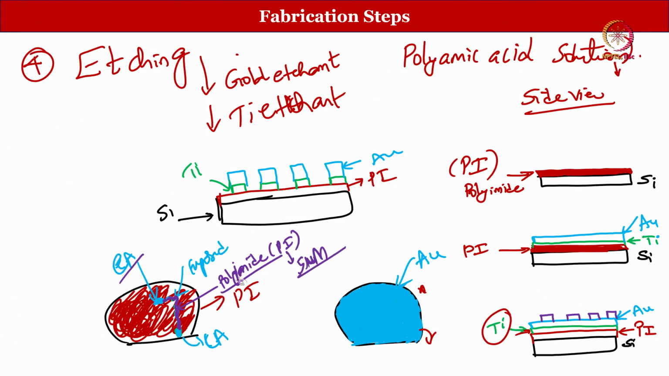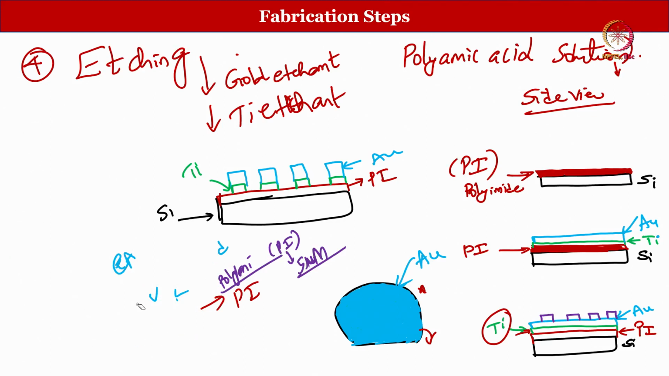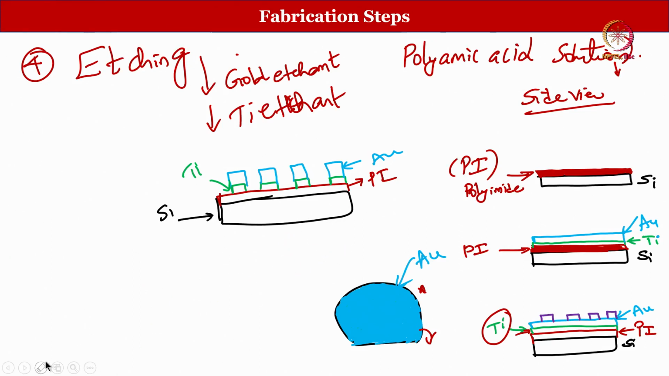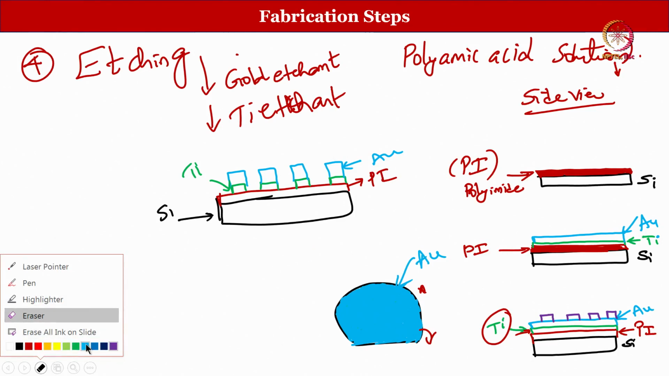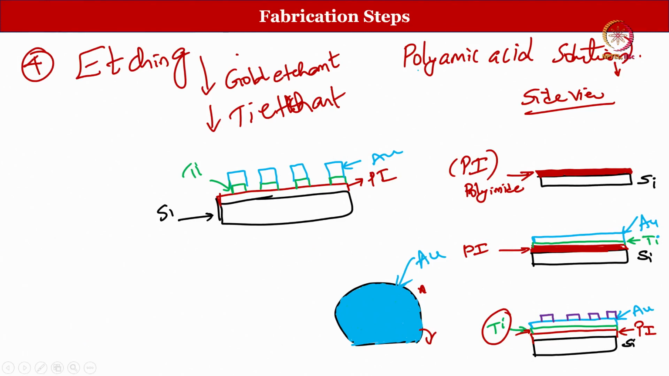So, if I erase this, what we do is again form a polyamide film. Go back to the first step, right: spin coating. You have polyamic acid solution, drop cast, spin coat. Now, earlier for 20 micrometer thick I told you around 1000 rpm.